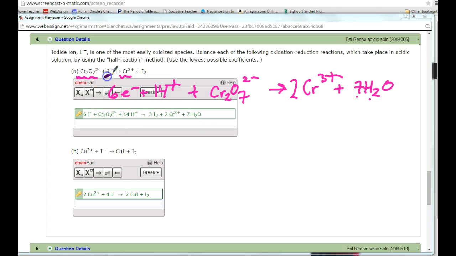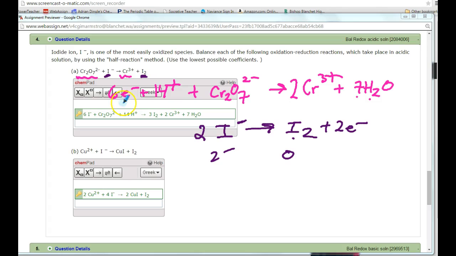Now do the next part that matches the I's. I minus goes to I2. I have 2 I's there, so I need 2 I's there. And now I have a 2 minus on this side and a 0, so I need 2 electrons on this side, and this is a great chance to check and make sure you're on track. If your e's are on the left-hand side in the first one, and the second one, they need to be on the opposite side. If they end up on the same side, you did something wrong.